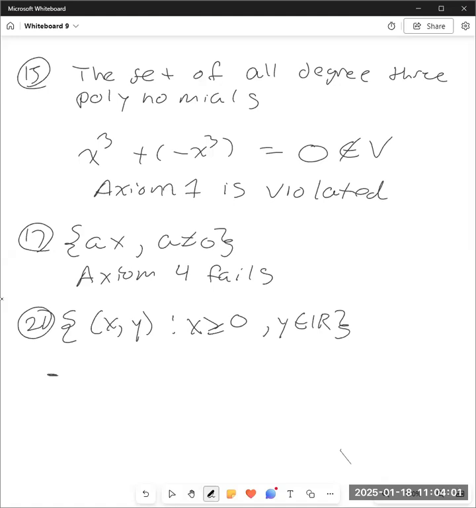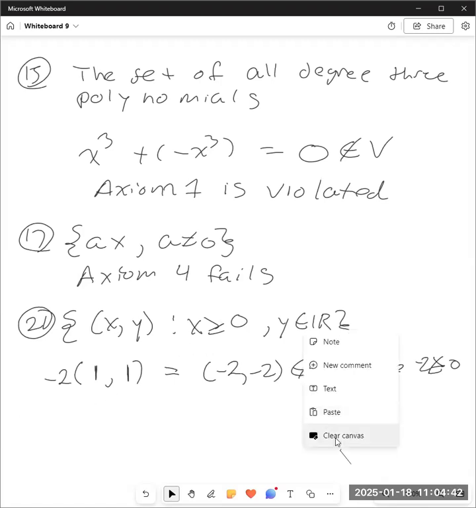So let me show you that. Let's just pick -1 times 2, 1, which is equal to -2, -1, which would not be in V, since -2 is not greater than or equal to 0. It's less than 0. So that is that one. All right, I'm going to clear the board here.